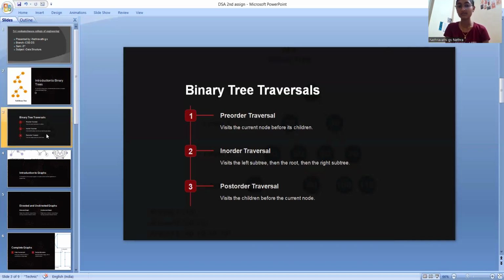Pre-order traversal visits the current node before its children. In-order traversal visits the left subtree, then the root value, and then the right subtree. Post-order traversal visits the children before the current node. It's like first the left subtree, then the right subtree, and then the main root node. This is about binary tree traversal.